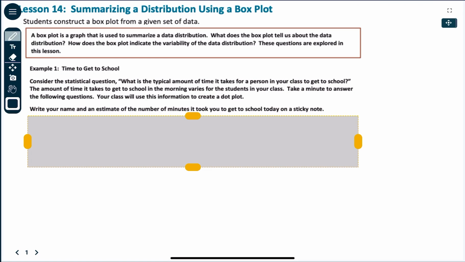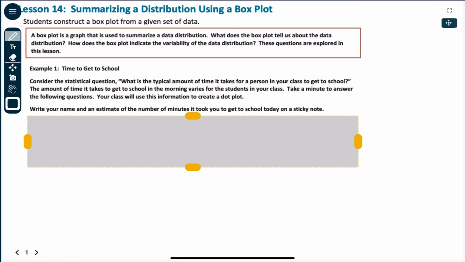Now, you need to think about this. It doesn't just describe or summarize data, but the distribution of it. What does the box plot tell us about the data distribution? How does the box plot indicate the variability of the data distribution? And these questions are explored in this lesson.